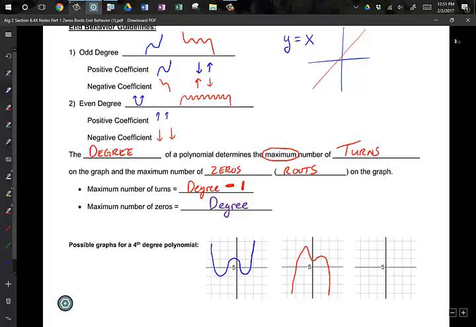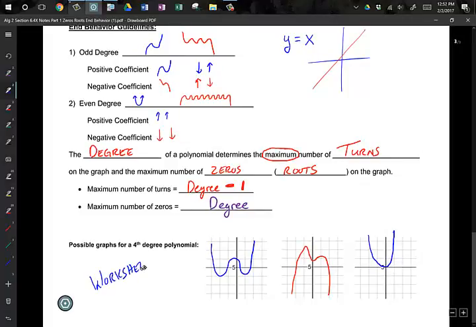Or we might get something that actually looks like this. Even though it has a degree 4, how many zeros? Maybe only 1, maybe 2. How many turns? 2. Your turns are always going to be 1 less than your degree, or that minus 2, minus 2, minus 2. So those are just some possibilities for a 4th degree. That make sense? So we have a very short worksheet for homework.